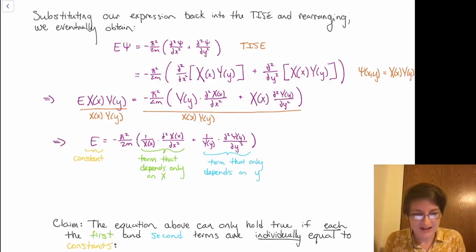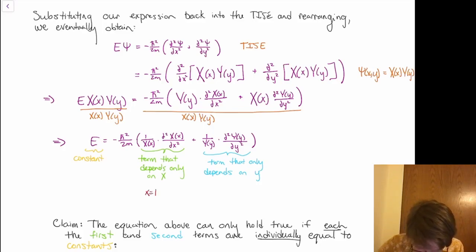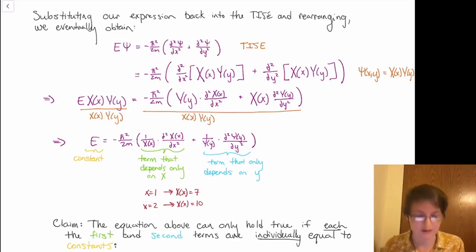So let's play around with this function a little bit. Let's assume that I want to claim, maybe as a proof by contradiction, that my term that shows up in green is not equal to a constant. In other words, if I plug in, for example, x equals 1, maybe my function returns something like the number 7. And if I plug in x equals 2, maybe I'm just tossing around some numbers as an example, maybe my function returns the number 10.